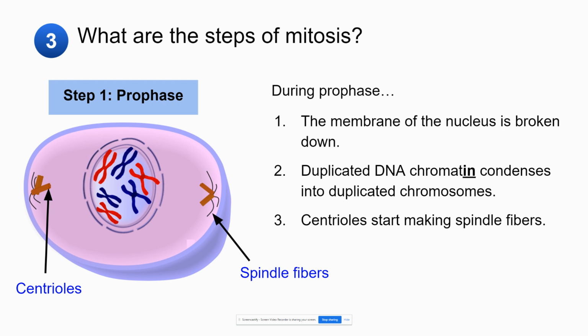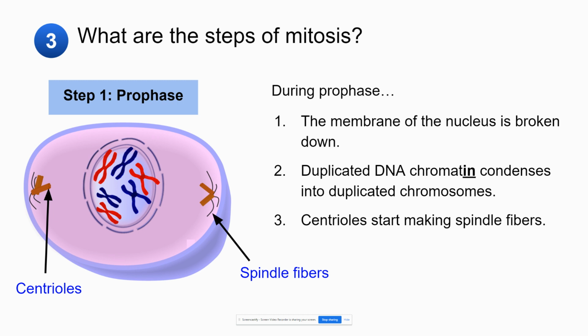We can also see that the DNA has been condensed into chromosomes. And we can see duplicated chromosomes here, right? Because S phase occurred before mitosis got started, so all the DNA should have already been copied. That's why we see duplicated chromosomes here.